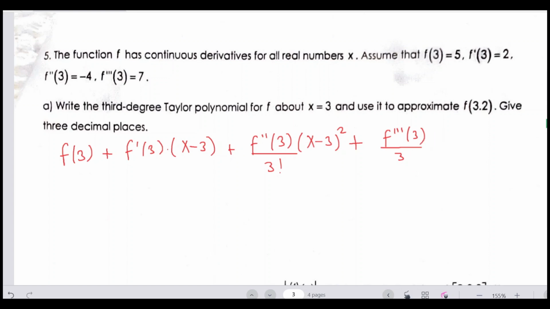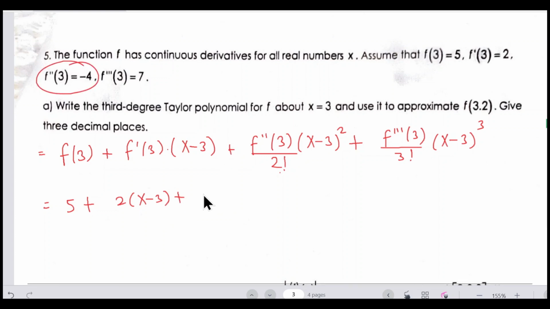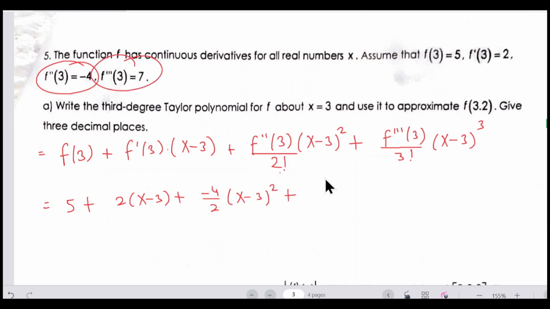This is second degree, and the third degree will be f triple prime 3 over, sorry, this will not be 3 factorial. This is 2 factorial, and this is 3 factorial, x minus 3 whole cube. And we now have the values. F of 3 is 5, f prime 3 is 2 times x minus 3, f double prime 3 is negative 4 over 2, because 2 factorial is just 2, and then f triple prime is 7 over 3 factorial, which is 6, x minus 3 whole cube. So this is the approximate value. Make sure to place a squiggly symbol over here, that f of x is approximately this.